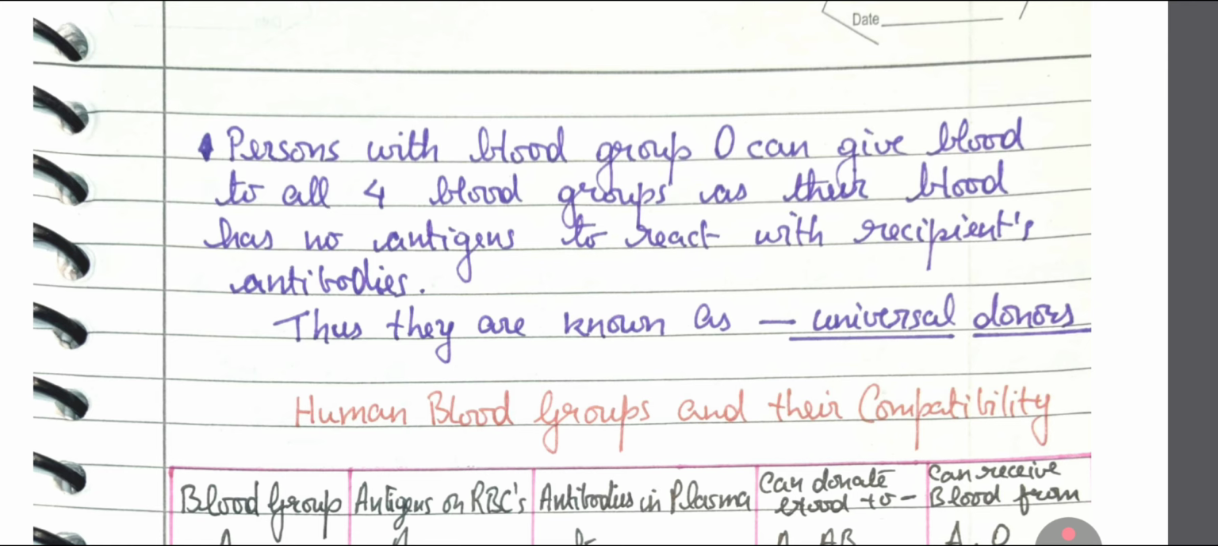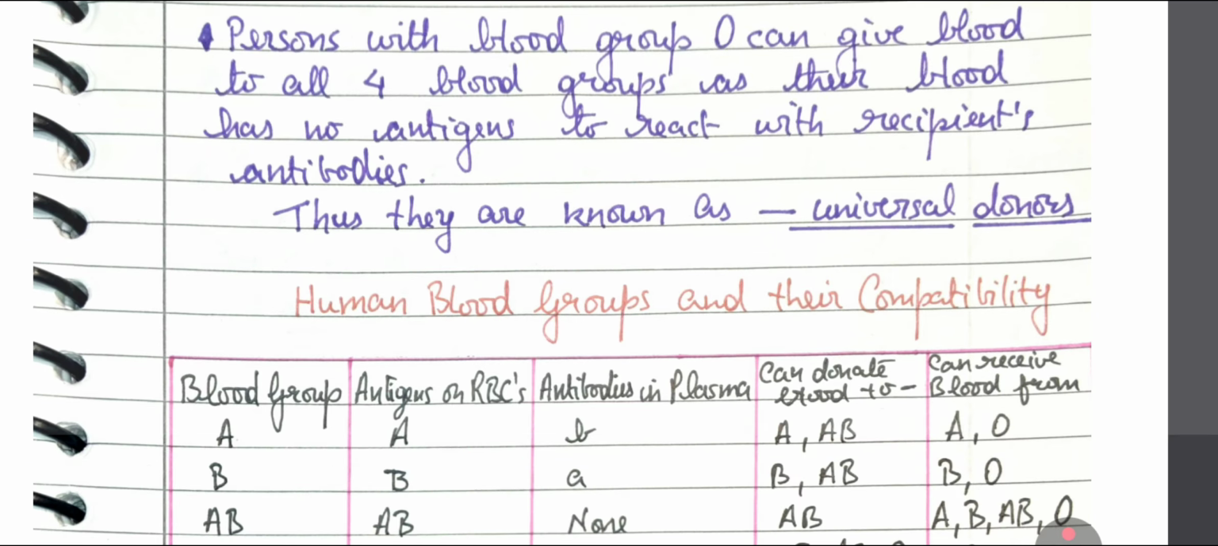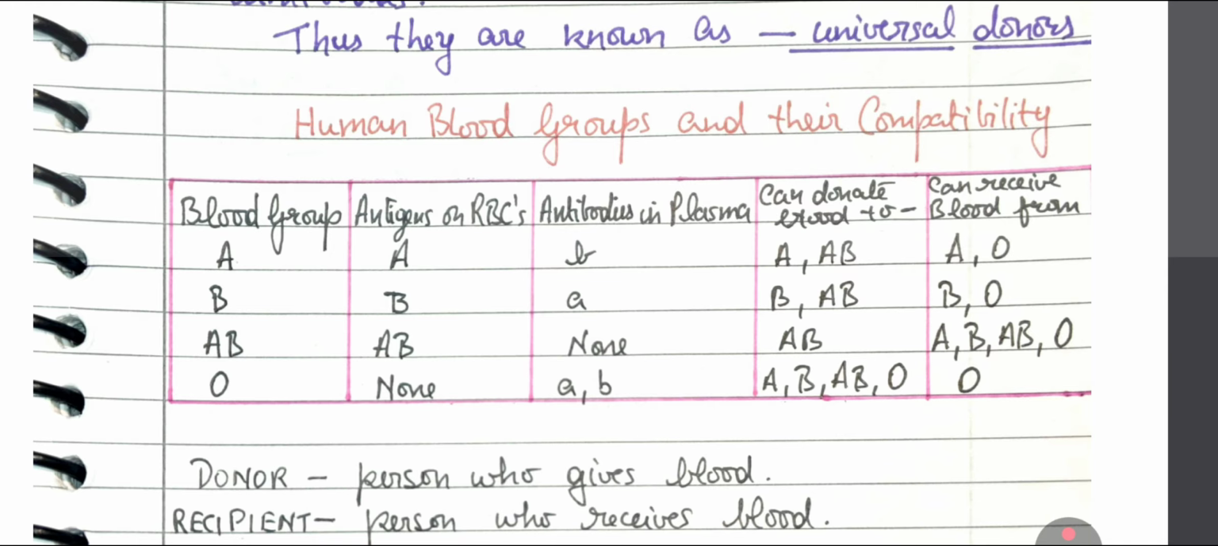Okay, this we have studied before in this chapter. Thus, they are known as universal donors. They can give their blood to all the four groups because they don't have any antigens to react. Now we can have a look at the table.